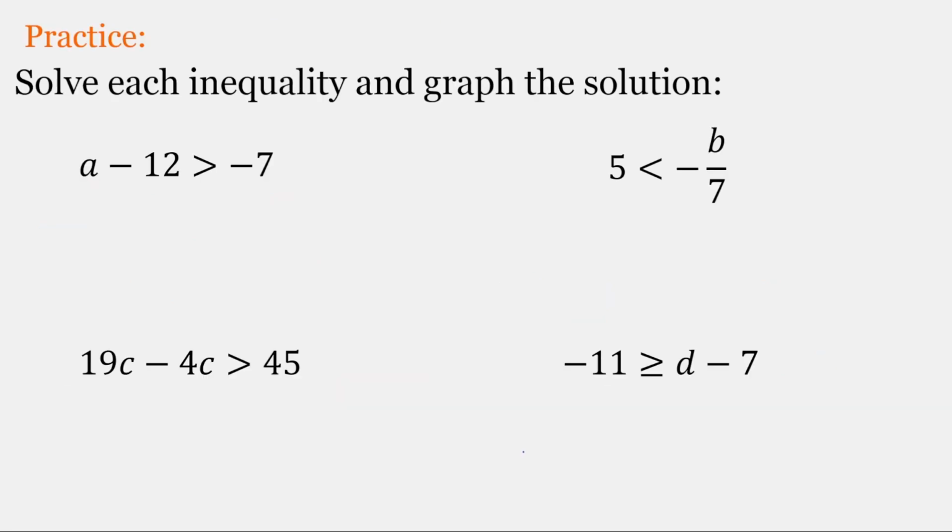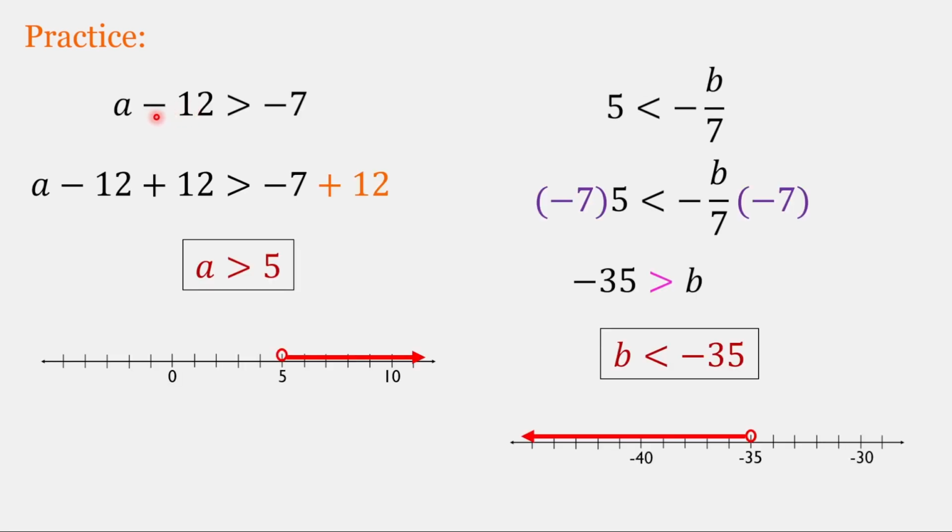A great way to learn is to practice on your own. We will discuss in a bit, but go ahead and pause your screen and do these 4 problems. 12 is subtracted from our variable a. So to undo subtraction, we will add 12 to both sides, resulting in a greater than 5.